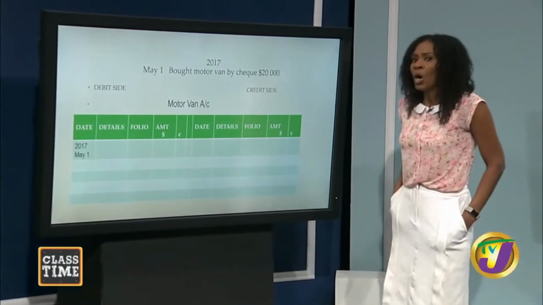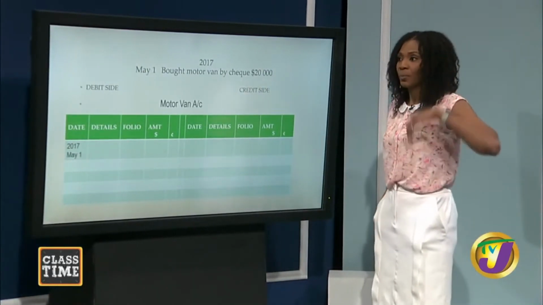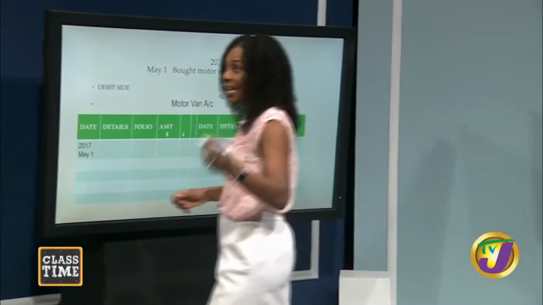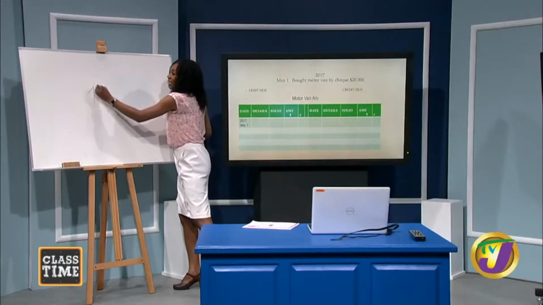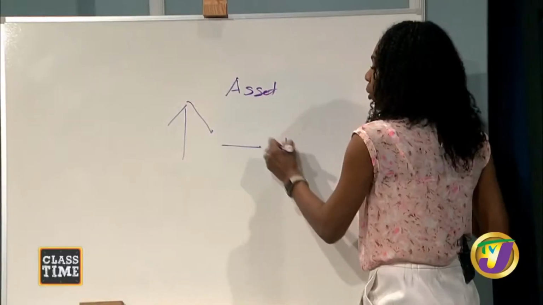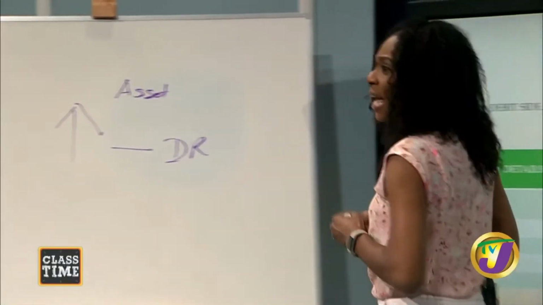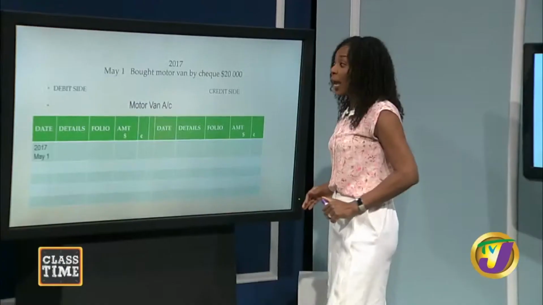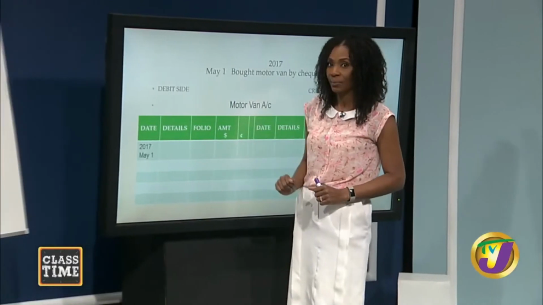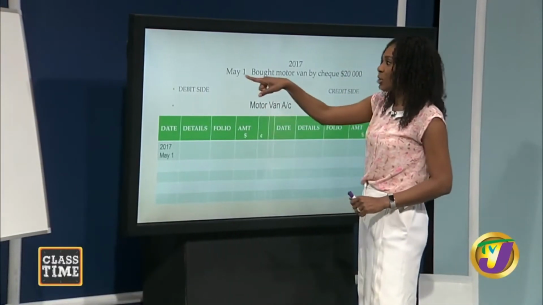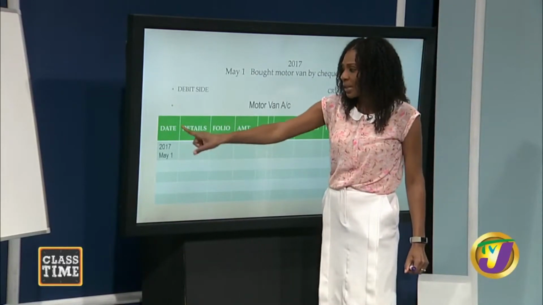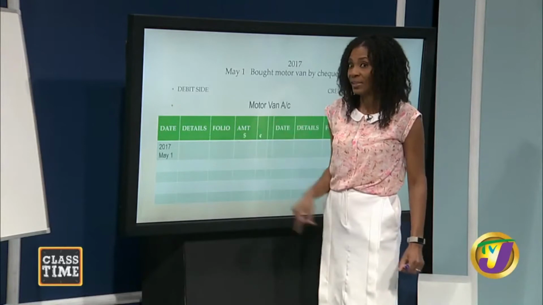Students, motor van is an asset. What does the rule say? Whenever there's an increase in asset, we do what? Whenever there's an increase, I'm using the arrow now, whenever there's an increase in asset, we are going to debit the account. That simply means that we are going to record the information, or post the information, on the debit side. So I've started. The transaction took place on May 1, 2017. So in the date column, I have here May 1, 2017.